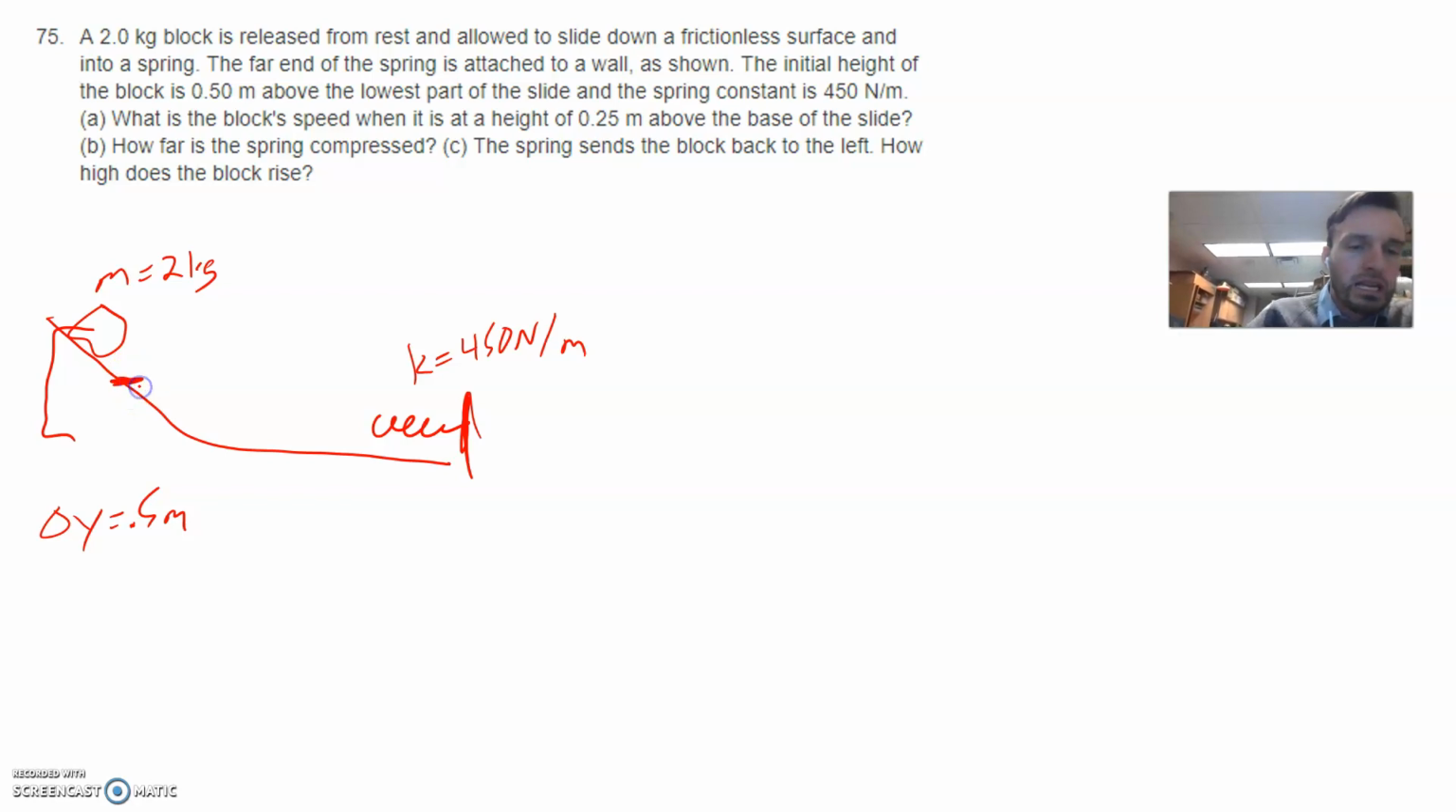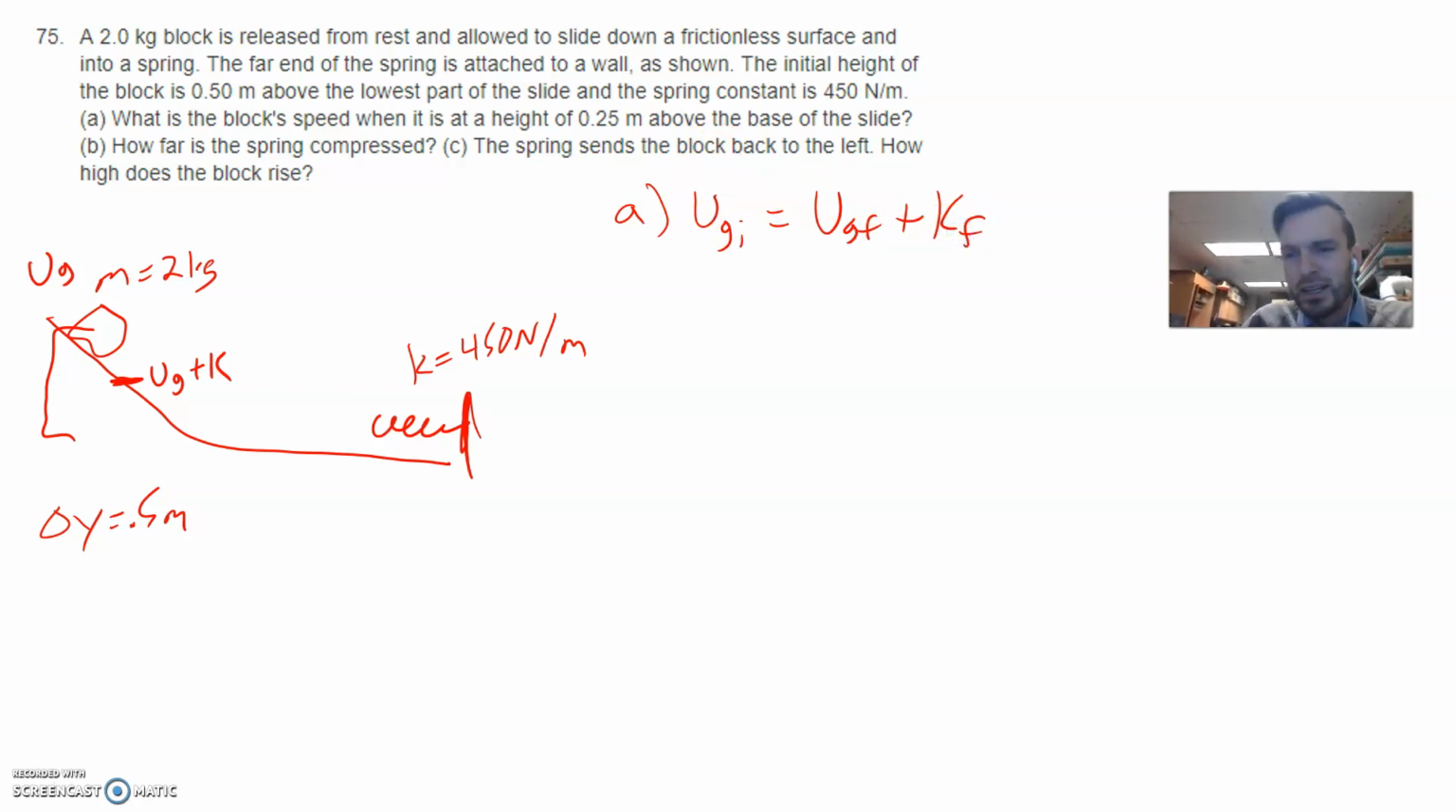So right here, let's talk energy. Up here, it's all UG. Halfway down, there's some UG, but some of that energy, by the work done by the force of gravity, has been converted to a different type of energy. That type is kinetic. And so for part A, how fast is it going there? So let's see. Well, the initial UG, I'll call it UGi, equals UG final plus K final. And I'm defining initial and final as the 0.5 at the top and the 0.25 halfway down. So let's see. We have mg y initial equals mg y final plus 1/2 mv squared.